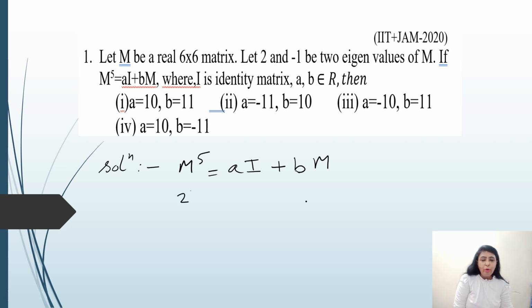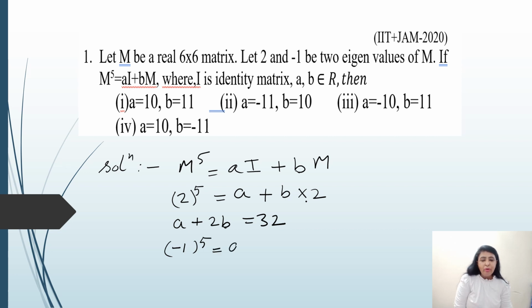So first I take the value of M as 2. What am I getting? A times the identity matrix plus B into 2. So I am getting one equation, which is A plus 2B equal to 2 raised to power 5, and 2 raised to power 5 is 32. Now minus 1 is again an eigenvalue, so it will also satisfy this equation. Minus 1 raised to power 5 gives A minus B equal to minus 1.